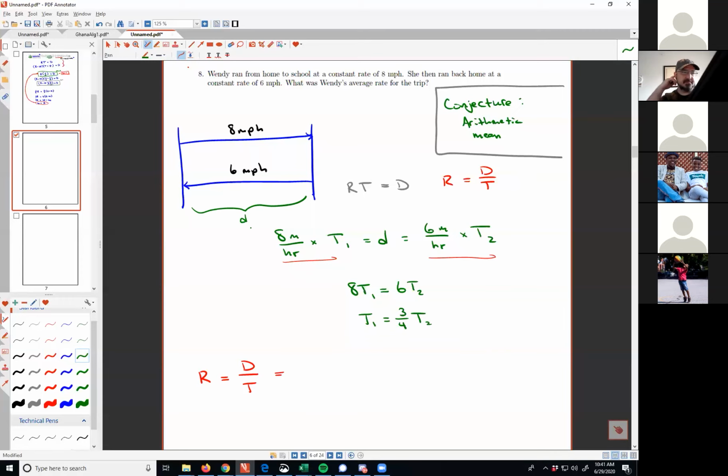What is our total distance for the two trips? T1 plus T2. Sorry, not T1 plus T2. 2D. 2D. And what's our total time? T1 plus T2. T1 plus T2. Okay. And how can we write that? 3/4 of T2 plus T2, dividing 2D. Okay.